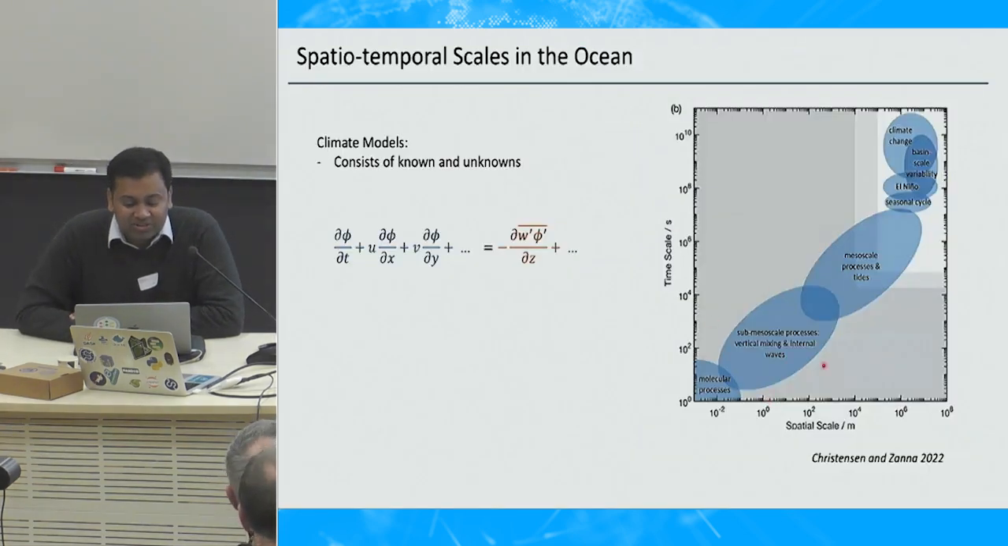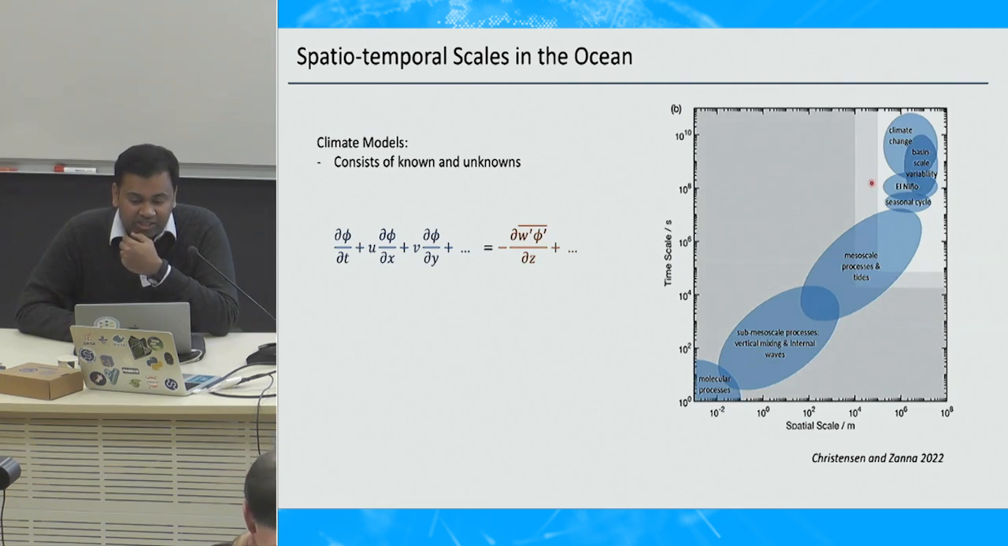The plot on the right shows a sketch of various spatiotemporal dynamics present in the ocean. The x-axis is spatial scale, the y-axis is temporal scale, and in this square white colored box, we see the features that are resolved in climate models, such as basin scale variability, El Nino, etc. And as we go down, we have subgrid processes such as mesoscale processes and submesoscale and vertical mixing, which are not resolved, but they need to be somehow parameterized.